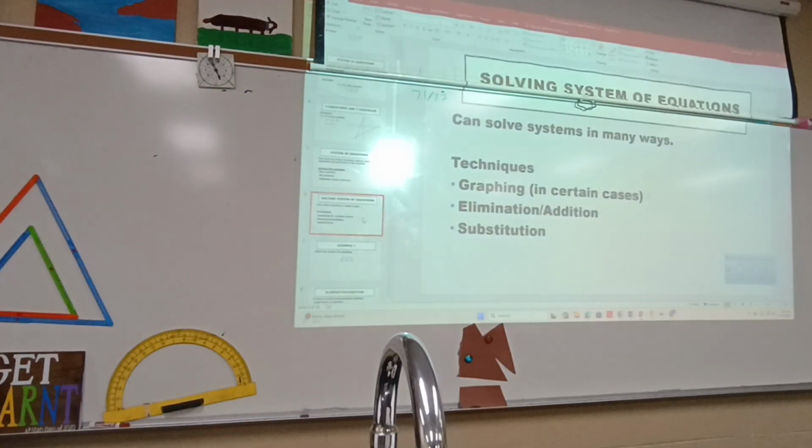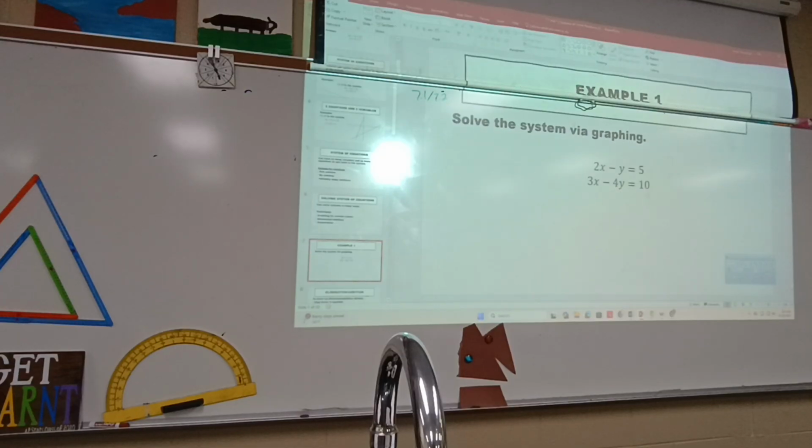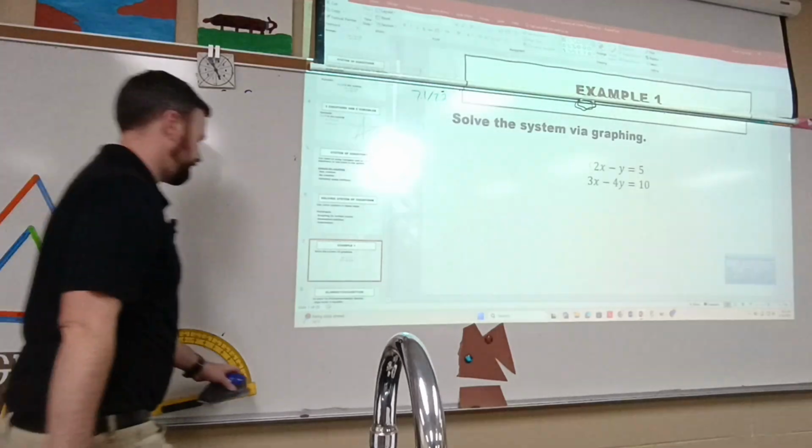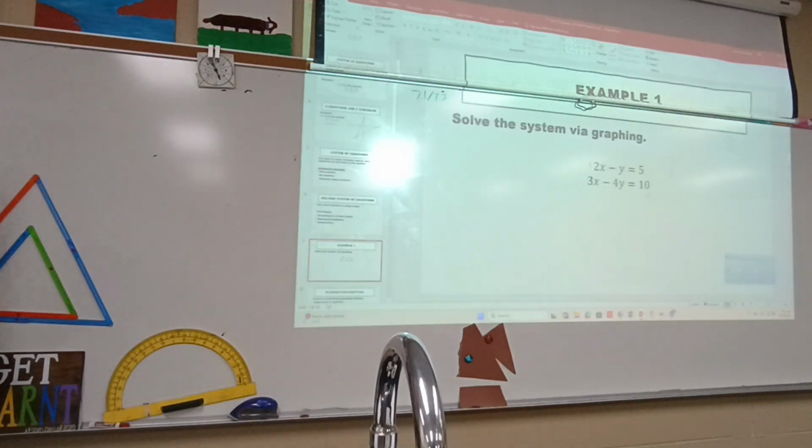Now, I'm going to show you all of them. And then I'm going to tell you that I usually just pick one way and get really good at it because it'll work every time. But the first one, let's look at how we would solve this by graphing. I'm going to show you 2 ways to graph it too.